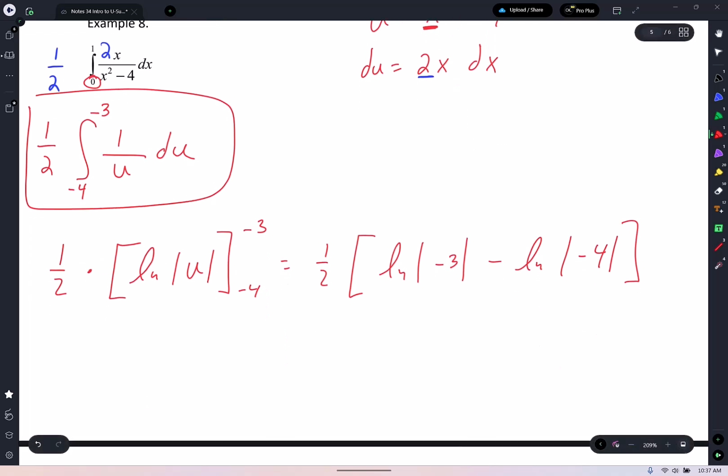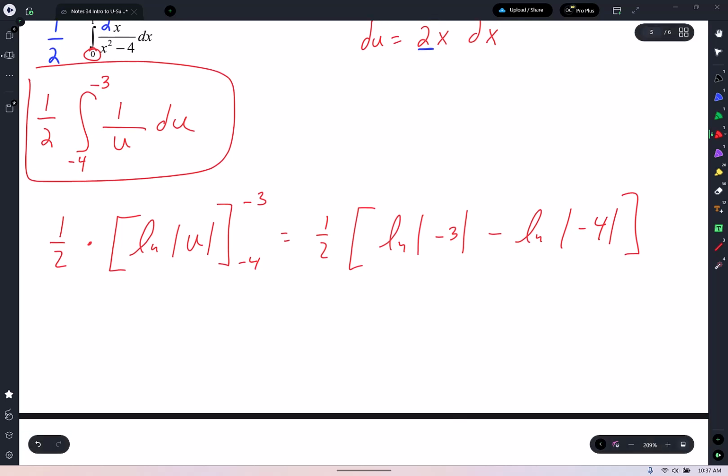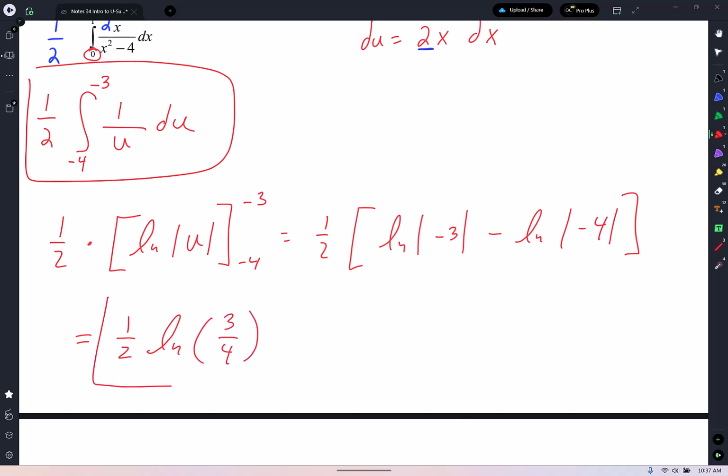The absolute value of -3 is 3. The absolute value of -4 is 4. I'm going to write it in one swoop: 1/2 ln 3 over 4. Can I make it a square root and make it ln of the square root of 3 over 2? I guess you could, but there it is. Are we okay?